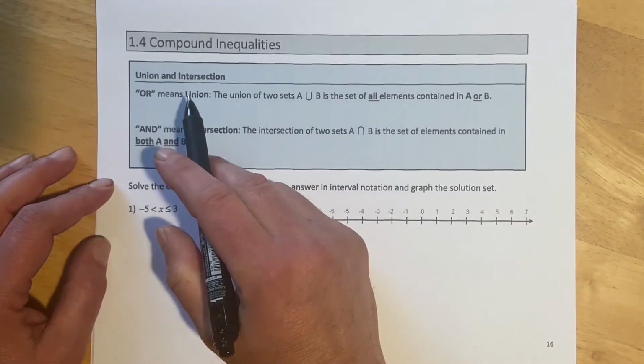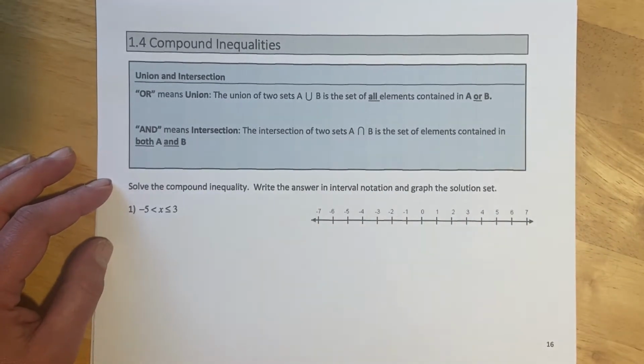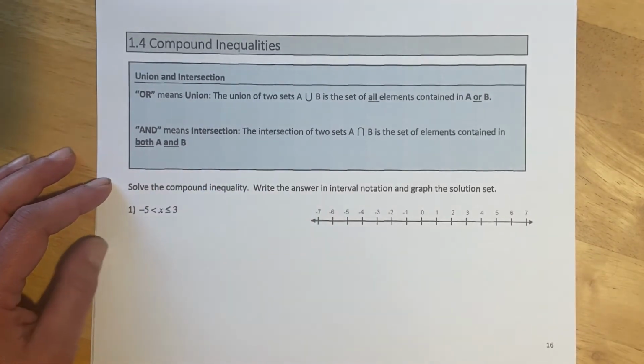Hey everyone, this is Derek, and in this video we're looking at compound inequalities. And there's going to be two versions. One version involves something called a union, and the other version is going to involve something called an intersection.